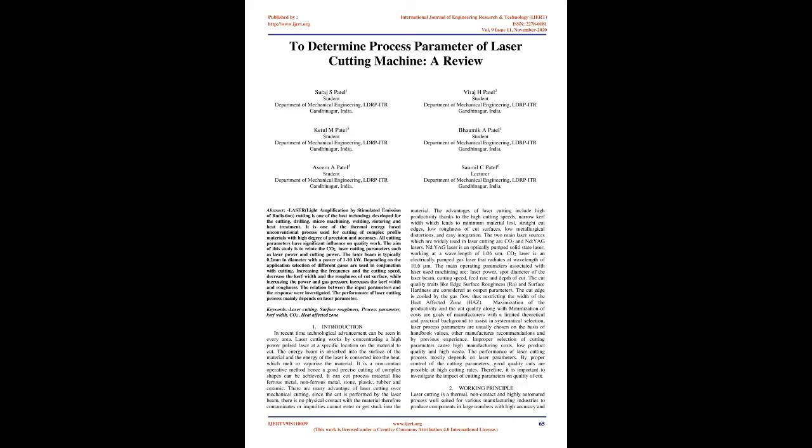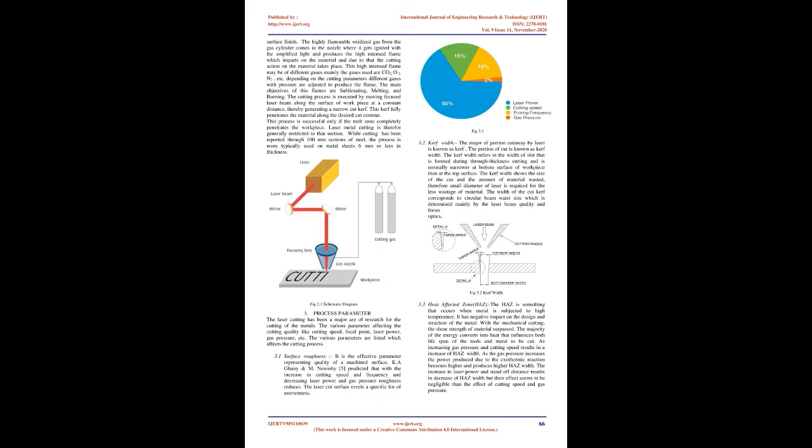Maximization of the productivity and the cut quality along with minimization of costs are goals of manufacturers with a limited theoretical and practical background to assist in systematical selection. Laser process parameters are usually chosen on the basis of handbook values, other manufacturers' recommendations and by previous experience. Improper selection of cutting parameters cause high manufacturing costs, low product quality and high waste. The performance of laser cutting process mostly depends on laser parameters. By proper control of the cutting parameters, good quality cuts are possible at high cutting rates. Therefore, it is important to investigate the impact of cutting parameters on quality of cut.